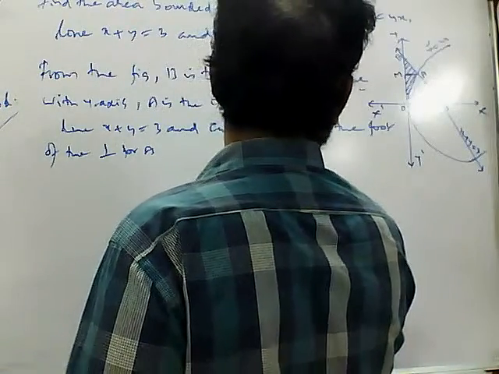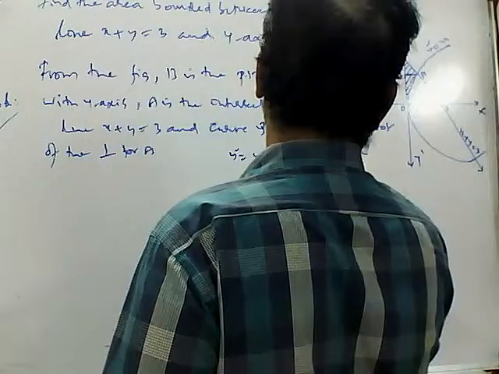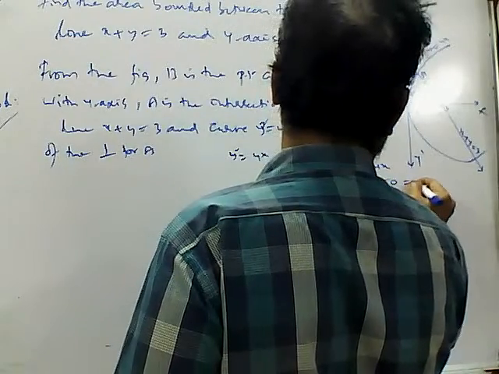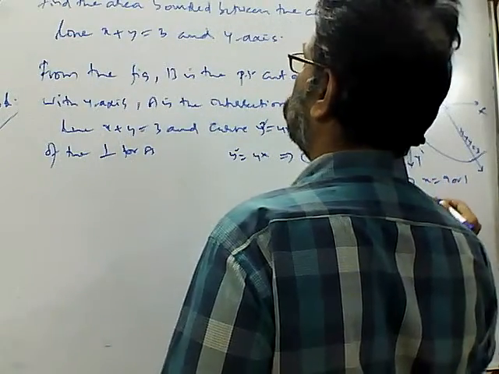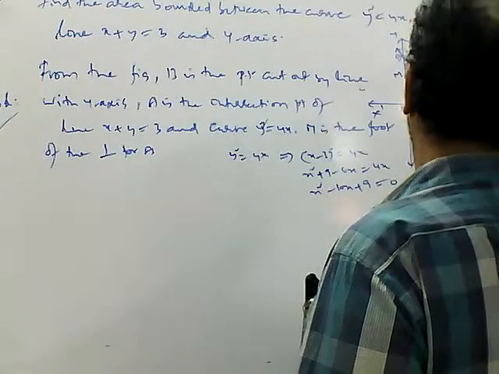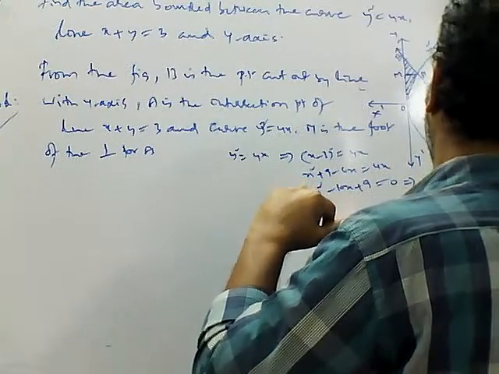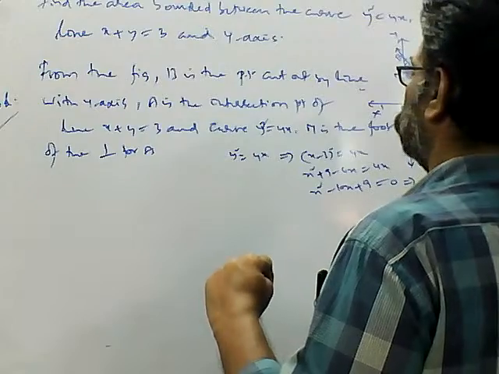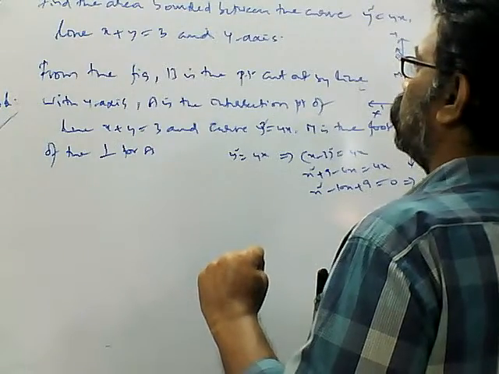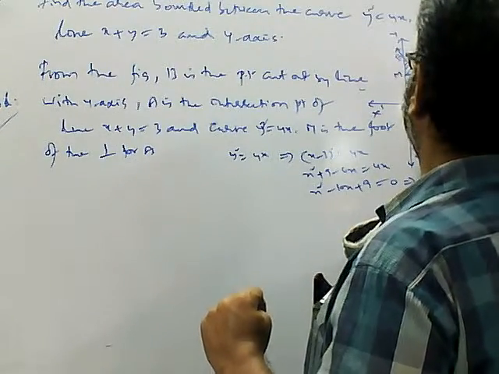Now y square is equal to 4x, so x minus 3 whole square is equal to 4x. So x square plus 9 minus 6x is equal to 4x. X square minus 10x plus 9 is equal to 0. X is equal to 9 or 1. Then y is equal to 2 or minus 6. But y equal to minus 6 is not possible since y cannot be negative. Therefore x is equal to 1, comma 2 is the point. Therefore, A is 1 comma 2.